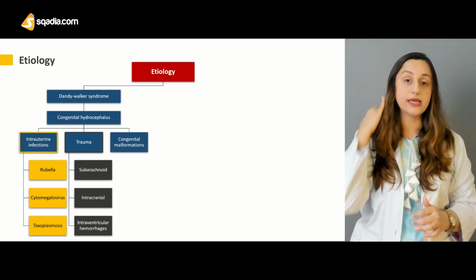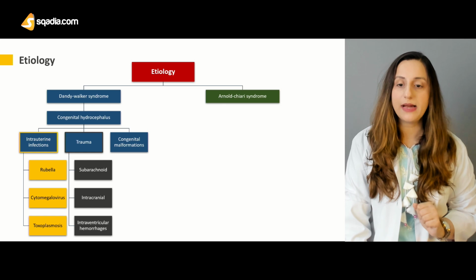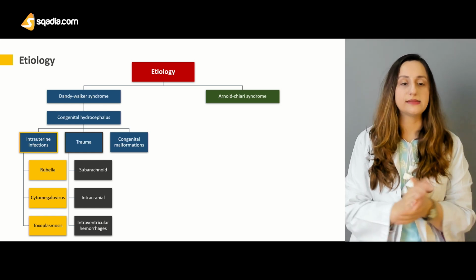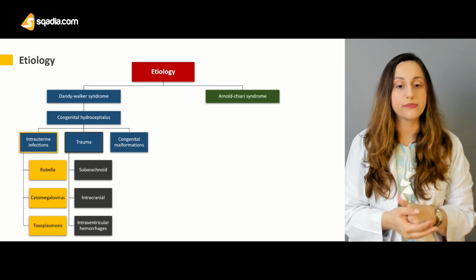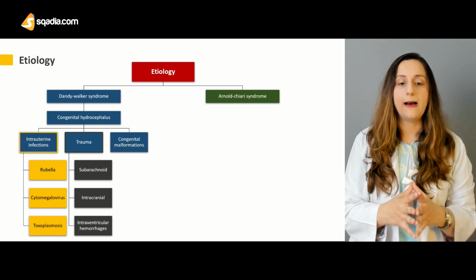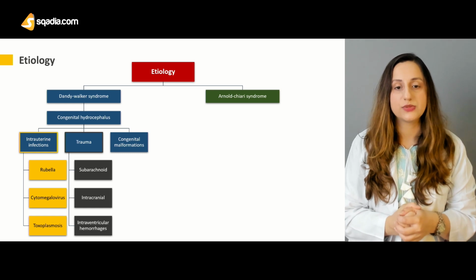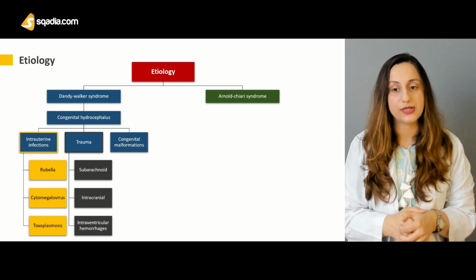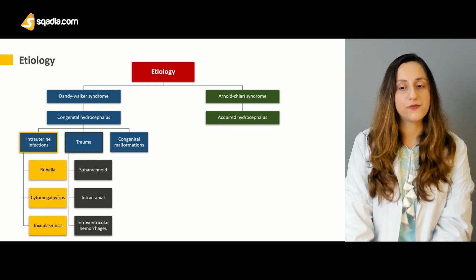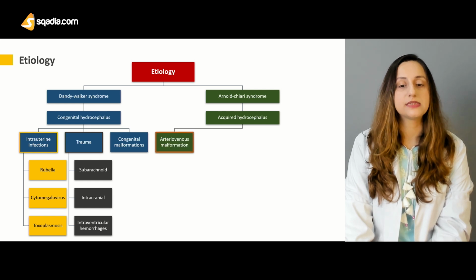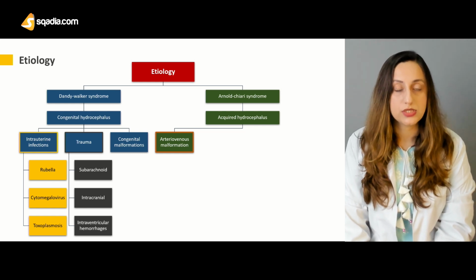Then we have the congenital malformations. Now, the congenital malformations, we went through the fact that we have the Arnold-Chiari malformation and the Dandy-Walker malformation, and that can give rise to this particular phenomenon of hydrocephalus. Now, over here, we have the Arnold-Chiari malformation, and it's one of the acquired hydrocephalus. Acquired hydrocephalus can occur due to arteriovenous malformations.